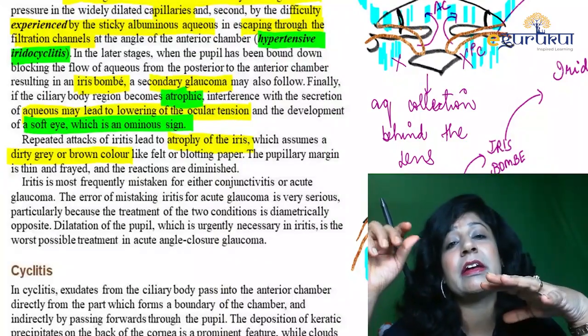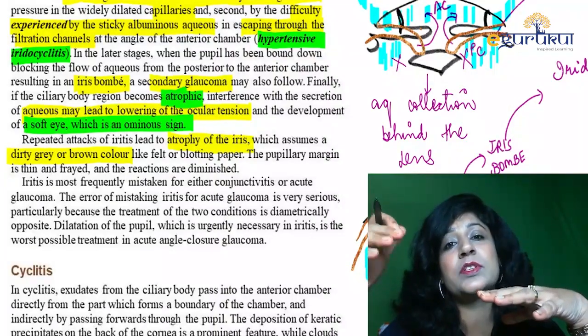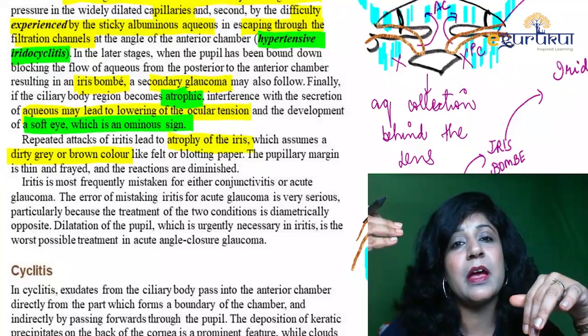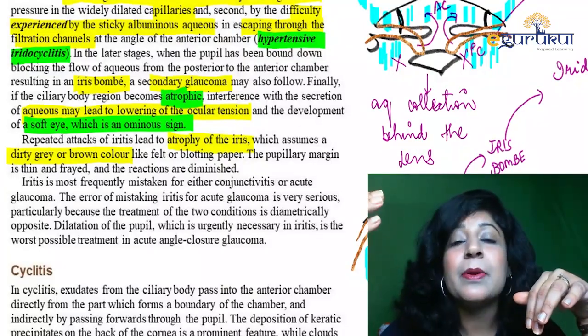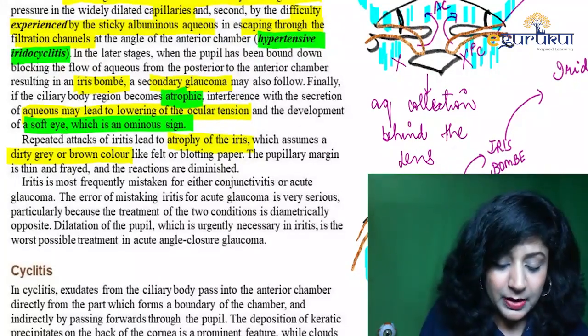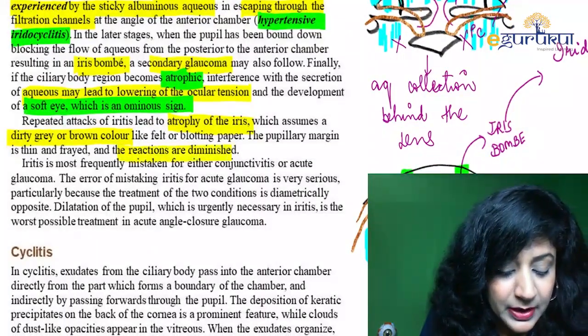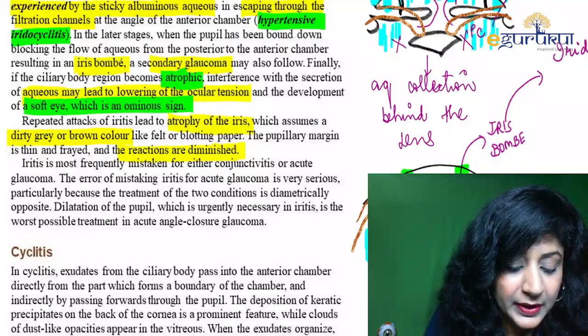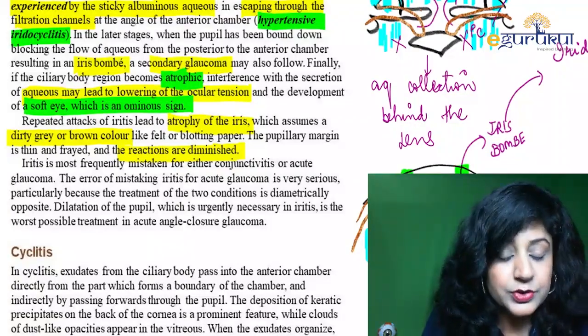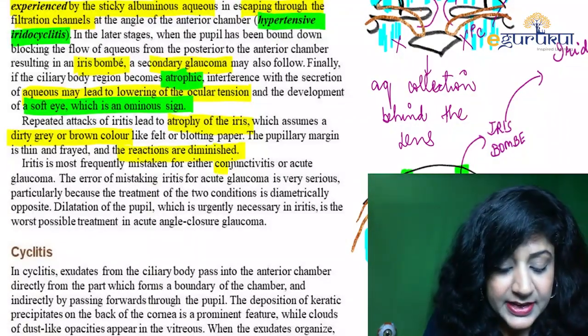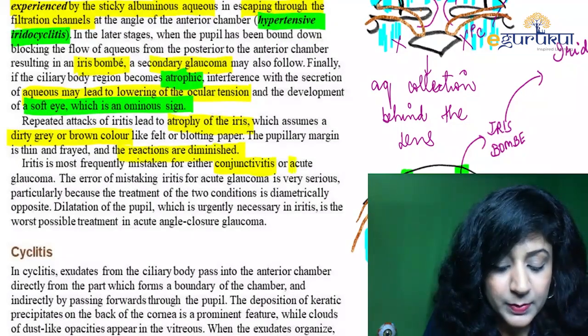Then we have changes in the color also because of the iris atrophic patches. If you consider here, the normal color of the iris was dark brown, but here it is becoming a muddy brown or lighter brown color. The pupillary margin is also thin and frayed. Reactions are becoming diminished. Iritis is most frequently mistaken. So what are the DDs? It is mistaken for conjunctivitis, or it could be acute glaucoma.